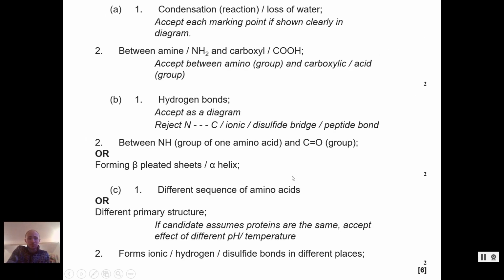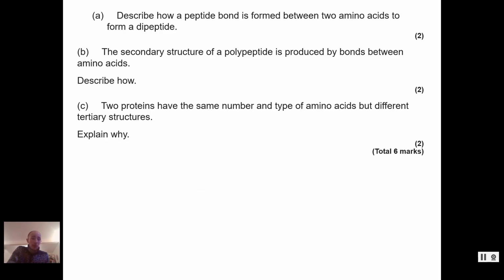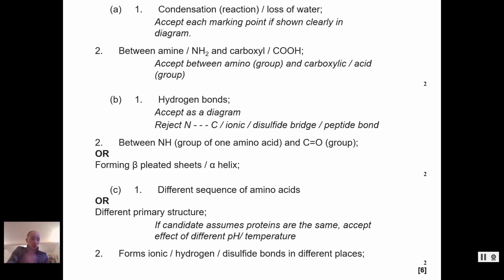Okay, hopefully you paused me. Right, describe how a peptide bond is formed. Condensation reaction, 1 mark. Always a condensation reaction. Between the amino group, NH2, and the carboxyl group, or the COOH. The end. Right? Now this second one will be the one people forget. You are expected to know instantly to accept amino and carboxylic acid group, because that's what I call them. That's one of the things you could call them. A lot of people forget the second bit because they forget what the groups are called, or they forget that it's NH2 and COOH.